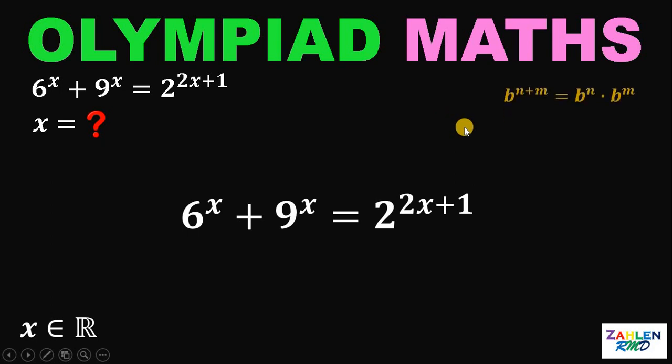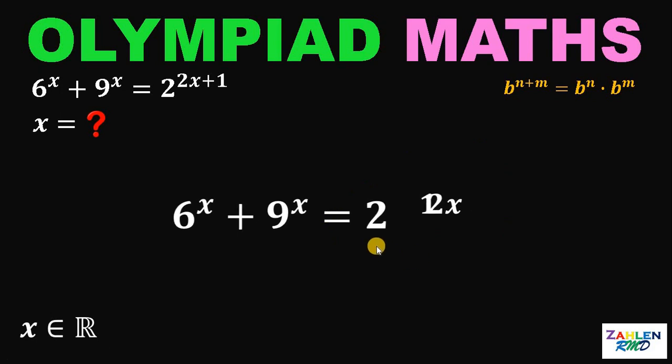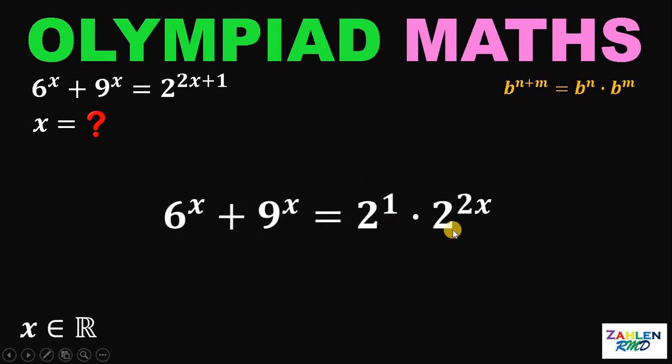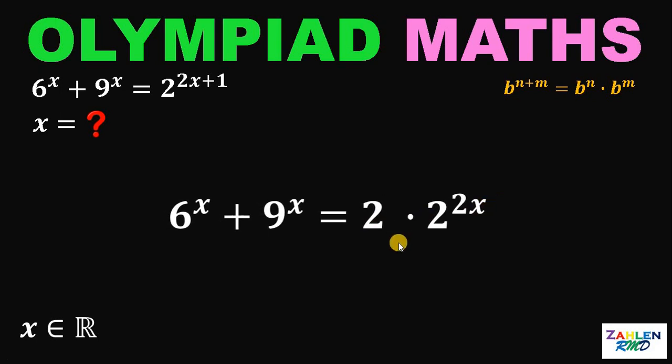The first one is if we have b raised to n plus m, it is equivalent to b raised to n times b raised to the power of m. Now, the right-hand side of our equation can be written as 2 raised to 1 times 2 raised to 2x. Now, 2 raised to 1 is just 2.